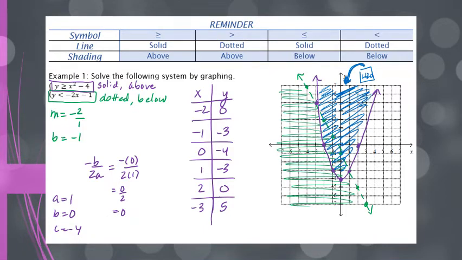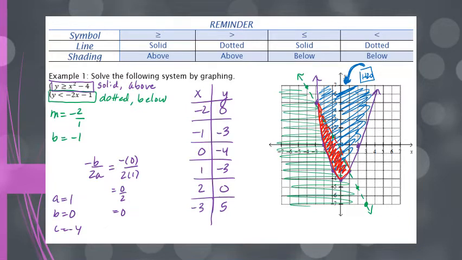But remember that our solution is actually the part where they overlap. So I'm going to attempt to do this in red. So we have a dotted line here, and then a solid line here, and then everything in between those two things that's in red, that is where the two colors of my parabolas overlapped. So that would be considered the solution.